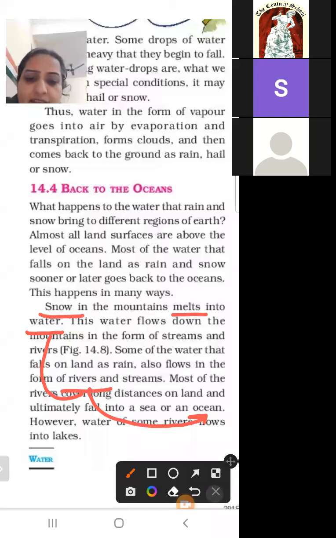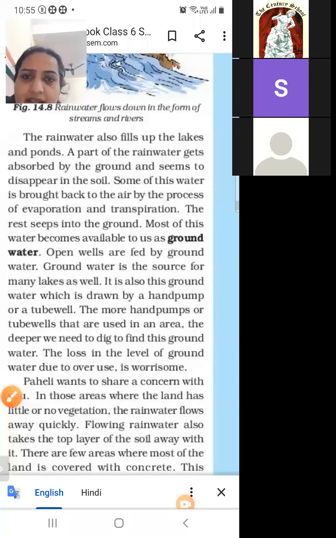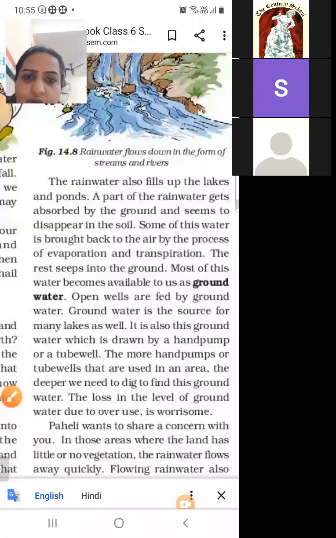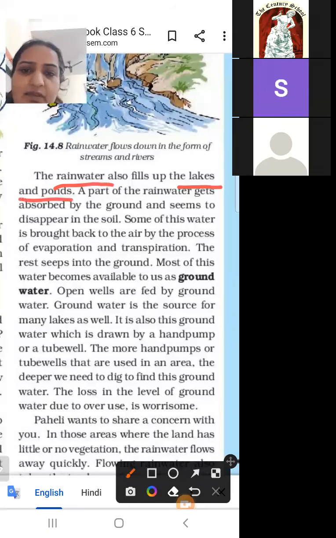And next is where rainwater goes. Rainwater goes into the lakes, into the ponds, also into the ground. And also it goes into the rivers.